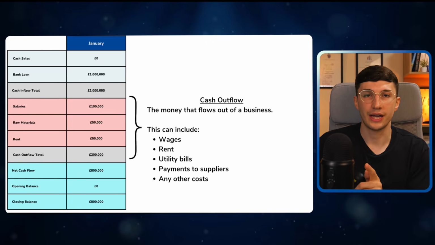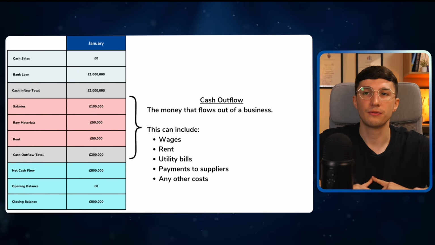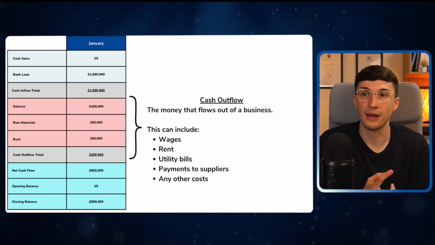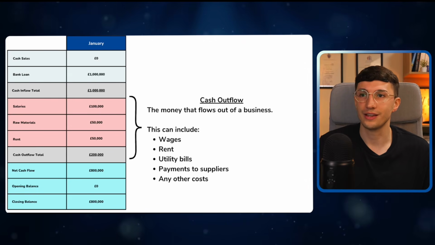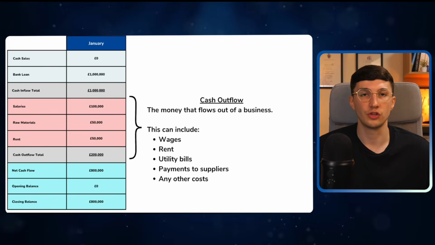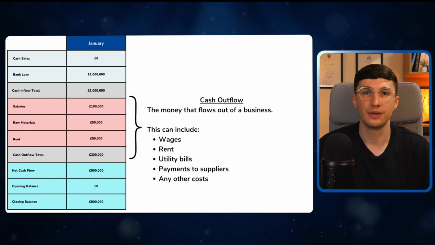Then we've got our cash outflows. This is the money flowing out of the business. So this is typically the business's costs and their expenses, such as the wages of their staff, the rent, the utility bills, paying for the raw materials to your suppliers, and any other costs that the business might have.